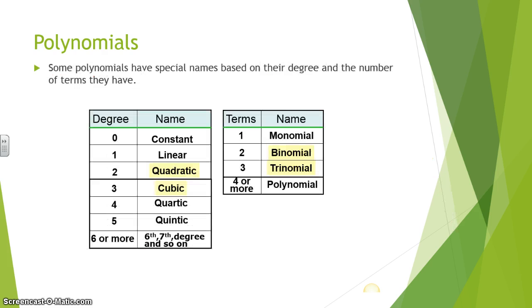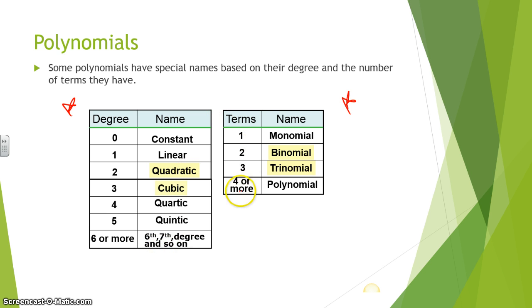So here we have a chart that shows some polynomials that have special names based on the degree and the number of terms they have. This is really important here for when you're naming polynomials based on the degree and the terms. So if you have a degree of 0, it's a constant. 1 is linear. A degree of 2 is quadratic. 3 is cubic. 4 is quartic. 5 is quintic. 6 or more would be like 6th degree, 7th degree, and so on.